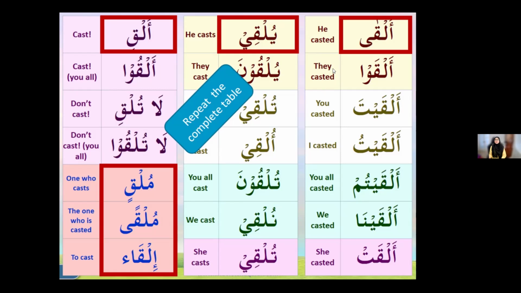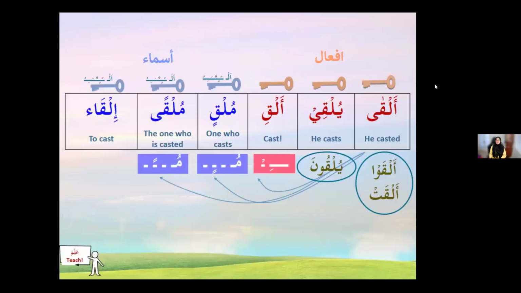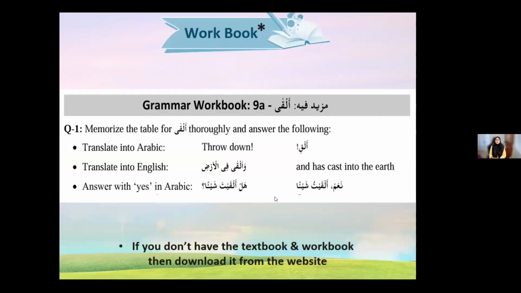So we finished. We have understood this word very well. Alhamdulillah. We know the meaning and we know the different forms: Madi, Mudari, Amr, and Fa'il, Maf'ul. So remember what you had to remember here. Alqa becomes alqaw, and the Mudari becomes yulqi, and the plural becomes yulquna. This is the main thing you have to remember. The rest is all easy, alhamdulillah.